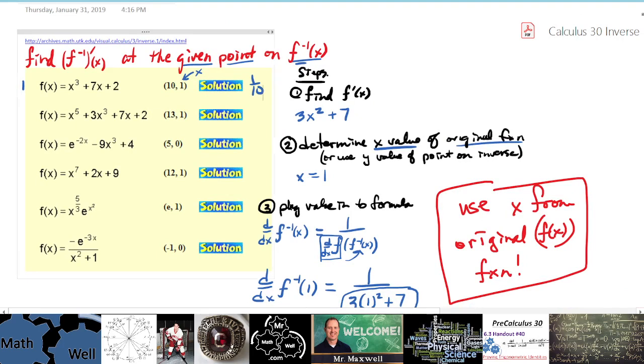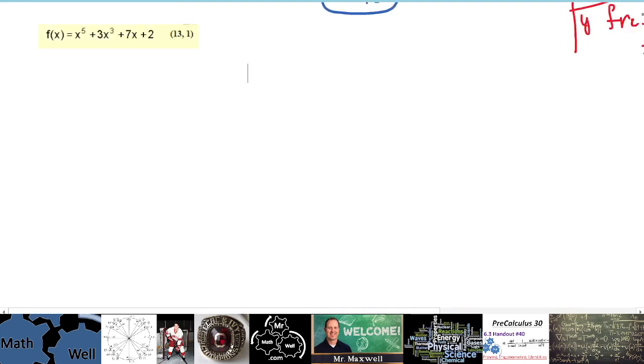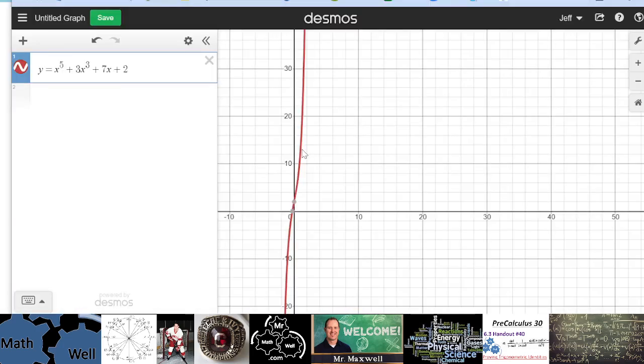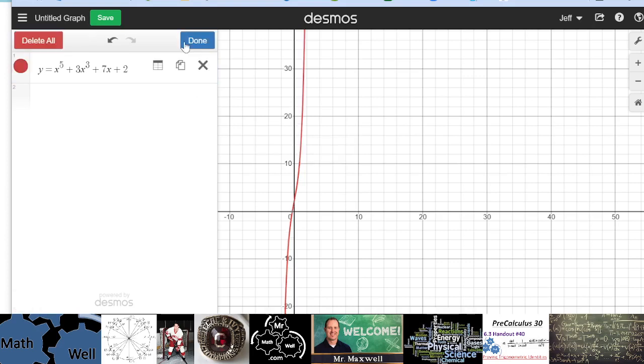Okay, so let's work on the second one. All right, so your function here is x to the 5th plus 3x cubed plus 7x plus 2. And we're looking at the point (13, 1) on the inverse function. So I've graphed this original function here, and you can see that right around here we have, on the original function, (1, 13). So we're given (13, 1).